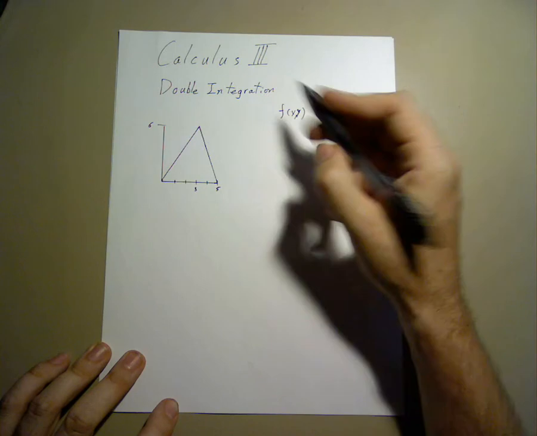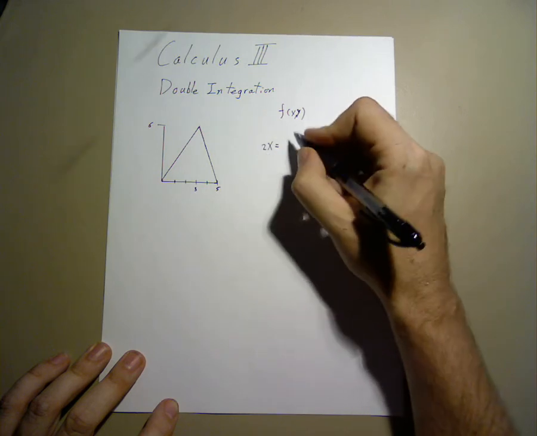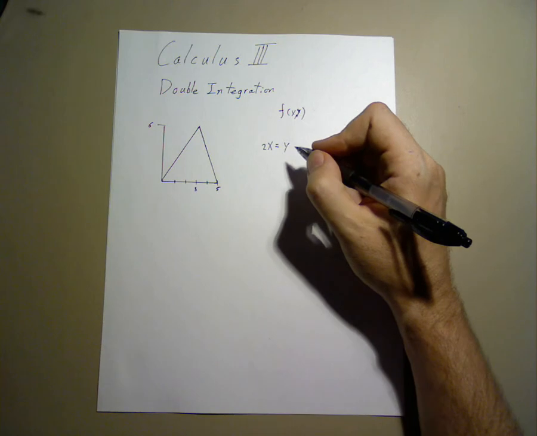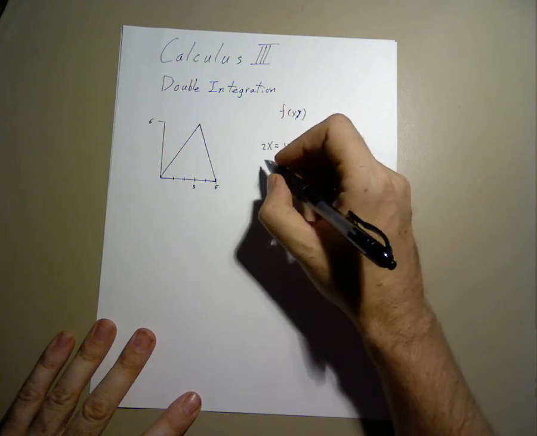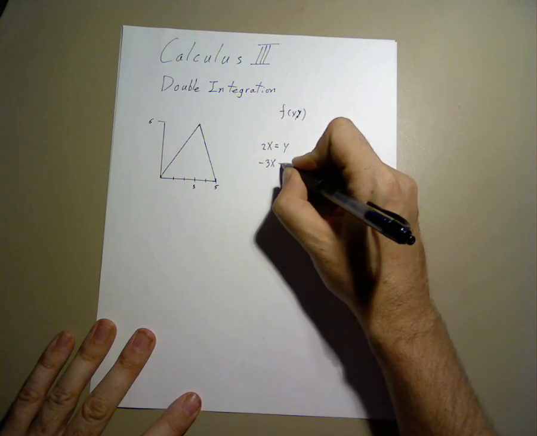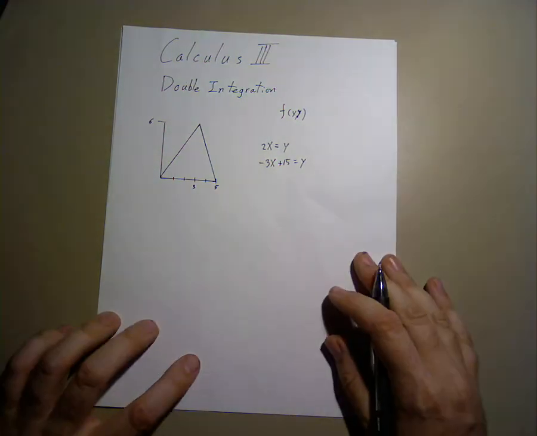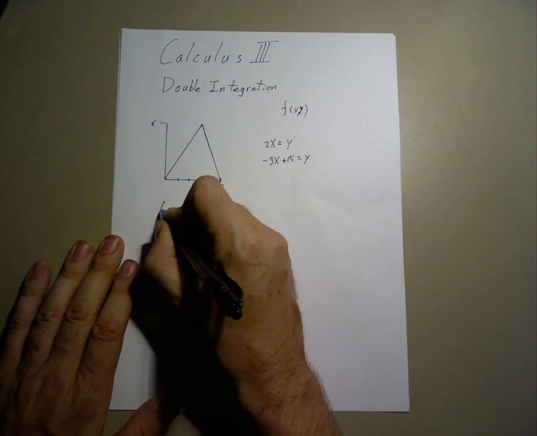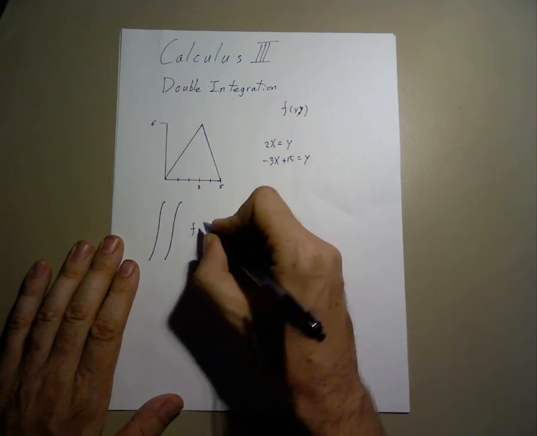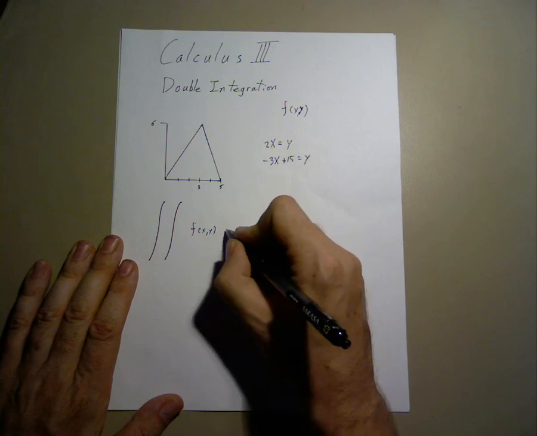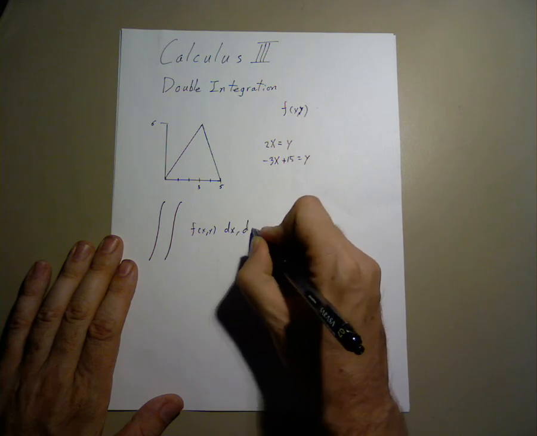Now, our first line, if we work it out, is 2x equals y. The other line is minus 3x plus 15 equals y. So we can write out our first integral: the integral of f of x, y, dx dy.